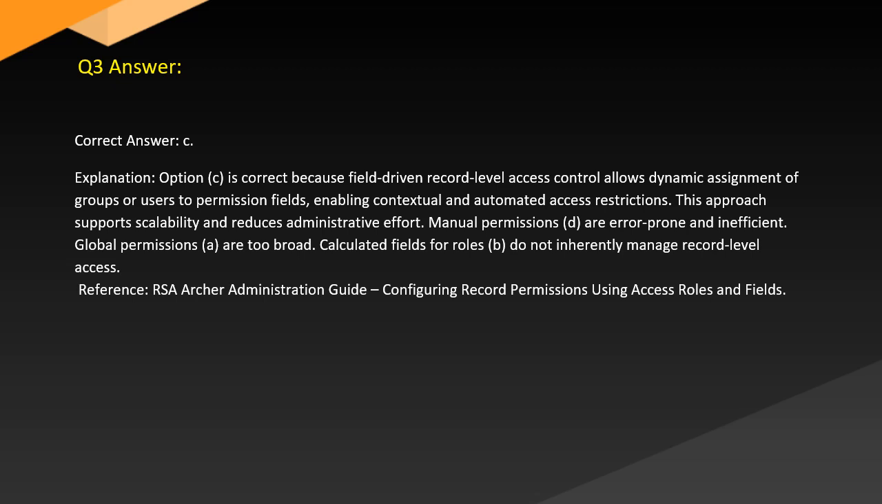This approach supports scalability and reduces administrative effort. Manual permissions, D, are error-prone and inefficient. Global permissions, A, are too broad. Calculated fields for roles, B, do not inherently map record-level access. Reference: RSA Archer Administration Guide, configuring record permissions using access roles and fields.